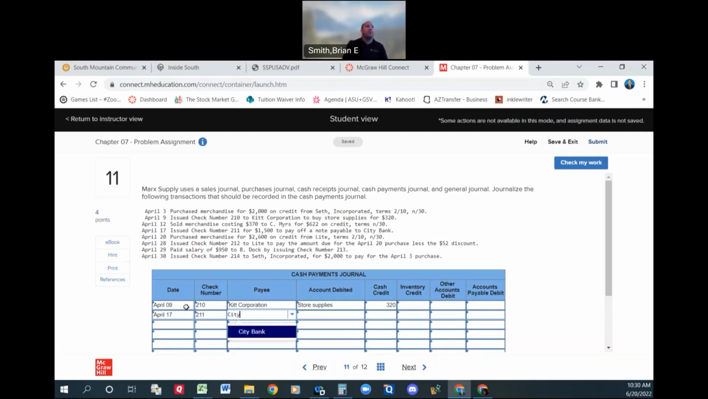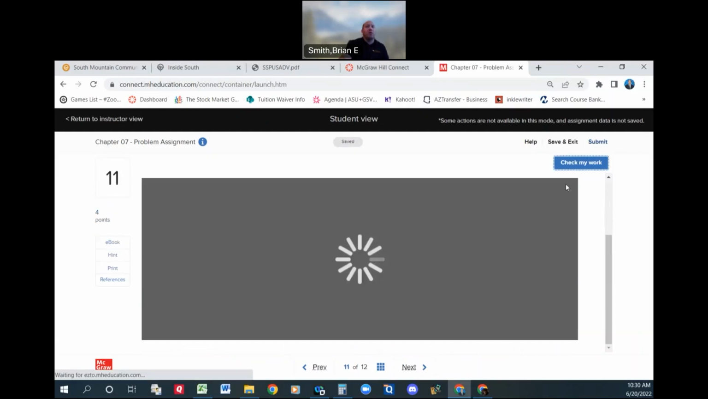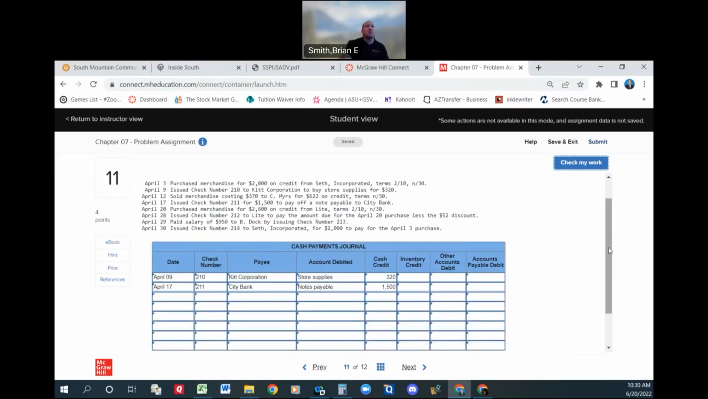We're going to Citibank, and it is going to be to pay off a note payable. So we are going to debit the note payable. That's a liability. Its normal balance is a credit, so we're going to debit that, and it's going to be for 1,500. And we are going to credit cash and debit notes payable. I'm going to just check my work real quick. I think we're right, but I don't know if they want us to put it over here. I think they might. We'll find out at the end.